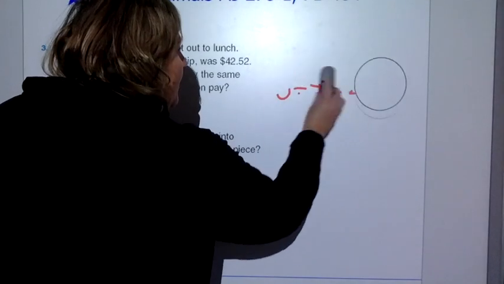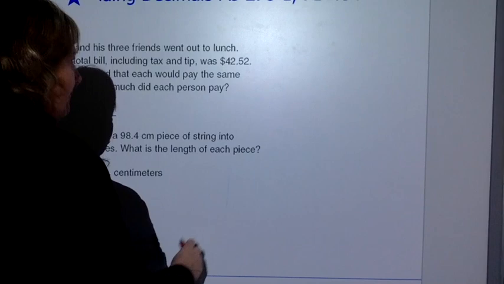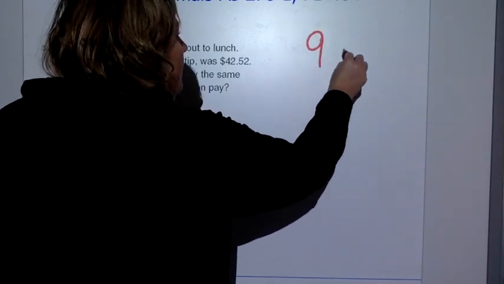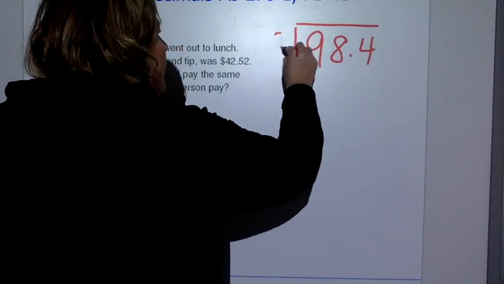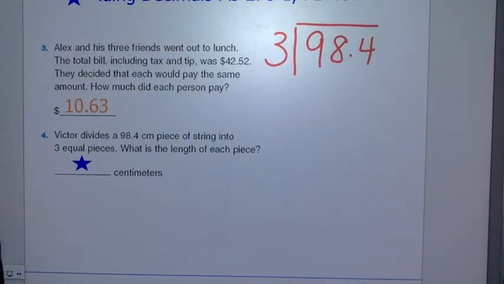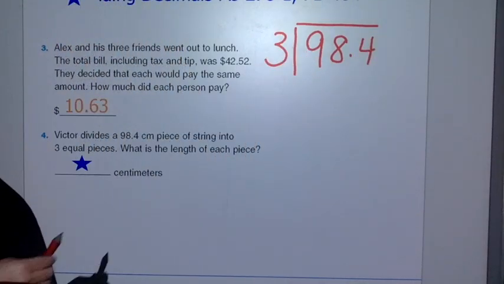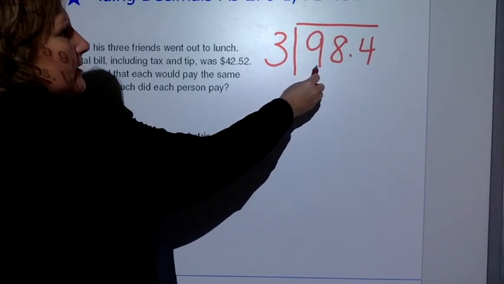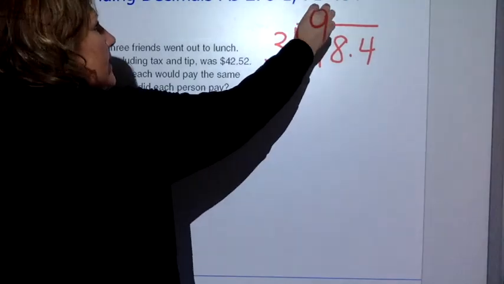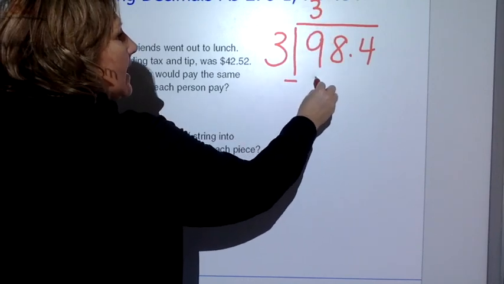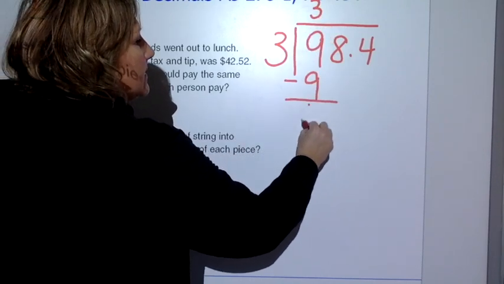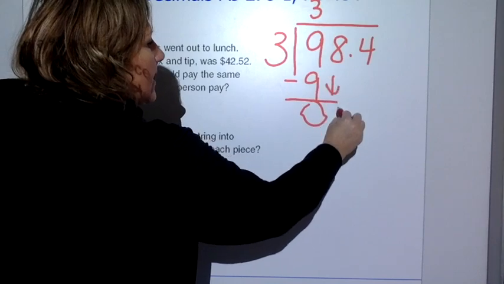Get this set up on your whiteboards. 98.4 divided by 3. And we will divide like we normally would. How many times can 3 go into 9? 9 divided by 3, well, that is 3, right on the money. 3 times 3 is 9. Subtract. Bring it down.